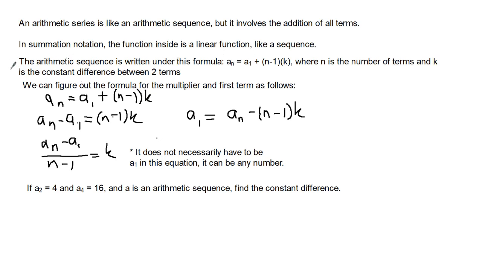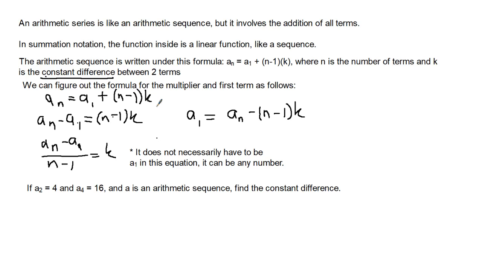So if we want to find the constant difference, the amount that's added every single time, we can figure that out by using this formula. I've deduced the formula for you: a sub n equals a sub 1 plus (n minus 1) times k. Every n minus 1 means the first term doesn't actually get any numbers added. The first term just doesn't get anything. So a sub n minus a sub 1 is equal to (n minus 1) times k.